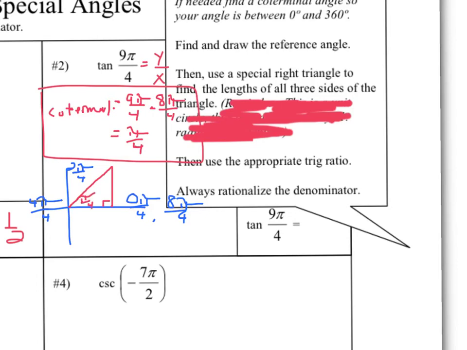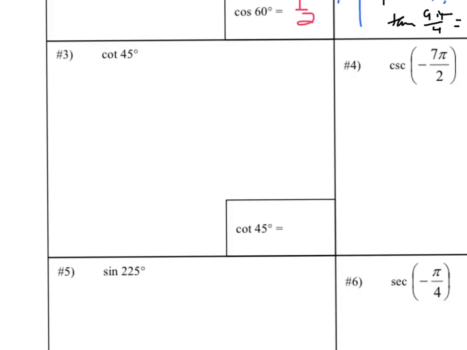Pi over 4 is a 45, 45, 90 triangle. In that, opposite of the 45s are 1. Opposite 90 is that times the square root of 2. Tangent of 9 pi over 4, which we've already said is y over x, is 1 over 1, which reduces to 1. So that's it for number 2.